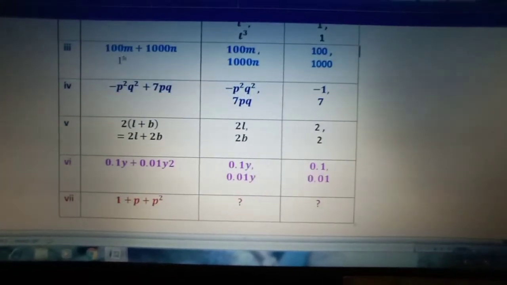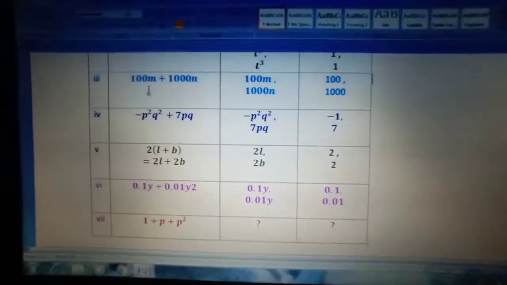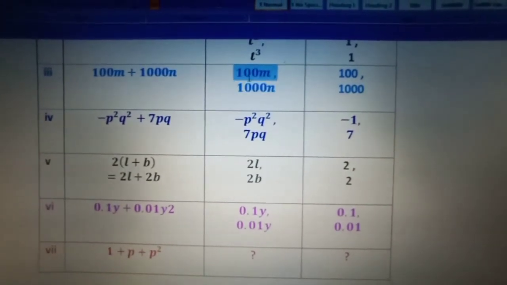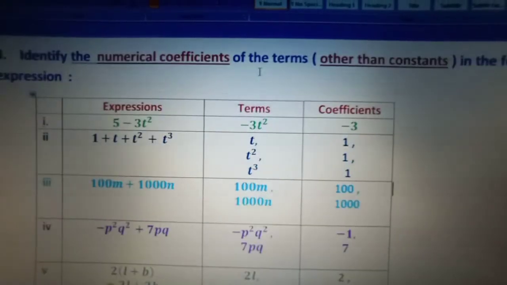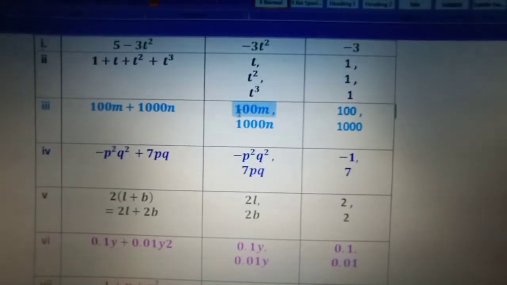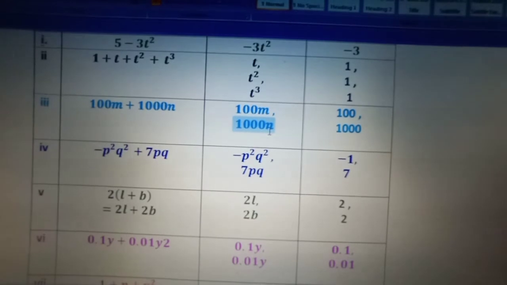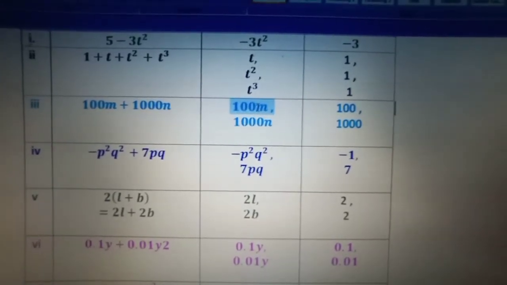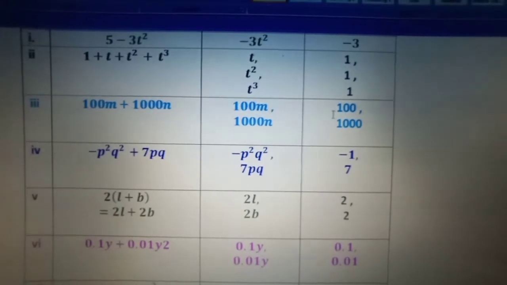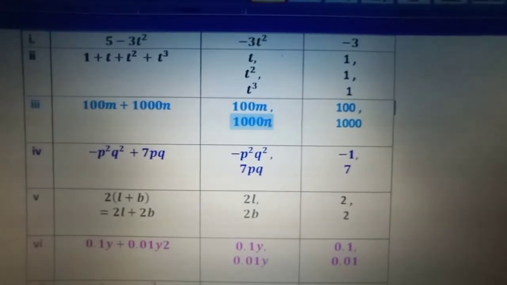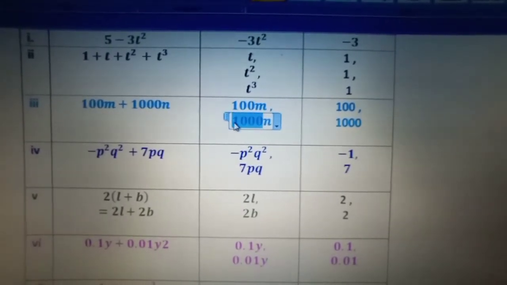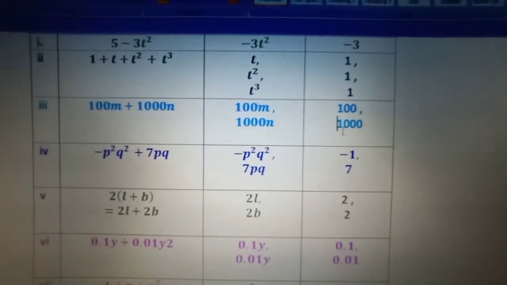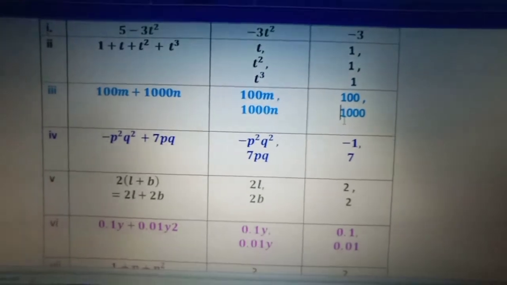Now next question is 100m plus 1000n. The terms which contain variable are 100m and 1000n. The variables are m and n here. So the numerical coefficient for 100m is 100 and the numerical coefficient of 1000n is 1000. So these two we have to mention here. I hope you all understand.